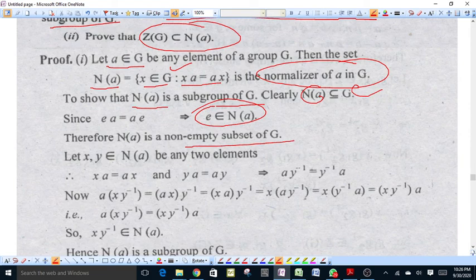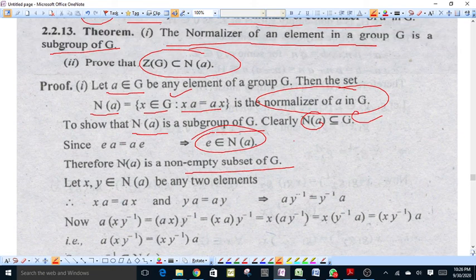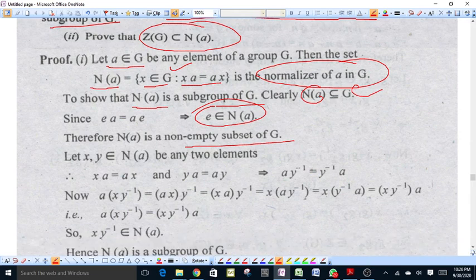Now we take two elements x and y of N(a), because N(a) is a normalizer. From the definition of N(a), xa will be equal to ax and ya will be equal to ay. From this we can write that a y inverse is equal to y inverse a.